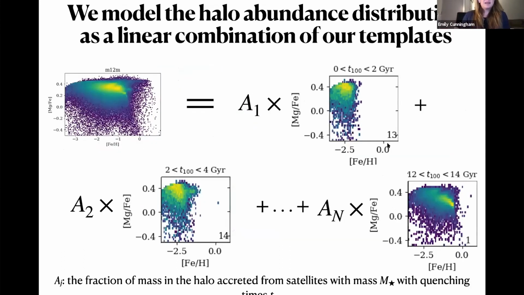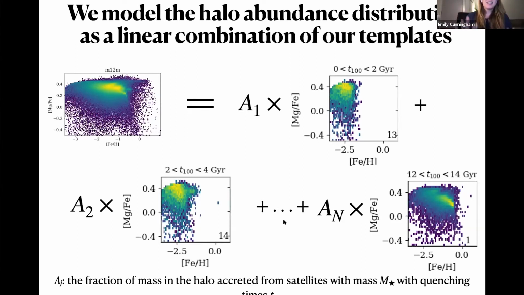Okay, so the idea behind this technique is that you can take your overall halo abundance distribution and simply write it down as a linear combination of each of these different abundance distribution templates. And this is just a linear model where you can use whatever solver you want to solve for these coefficients. These coefficients then correspond to the fraction of mass in the halo accreted from satellites with a given stellar mass and a given quenching time, in theory. So we'll get to the caveats.